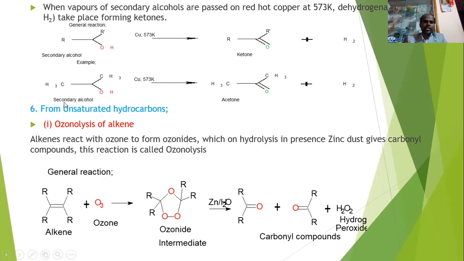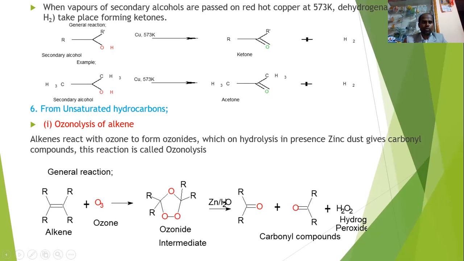One more method is starting from an unsaturated hydrocarbon. Unsaturated means a reactant containing a double bond or a triple bond. So this is an alkene. Alkenes react with ozone to form an ozonide. This is the ozonide, which on hydrolysis in the presence of zinc dust gives rise to a carbonyl compound.